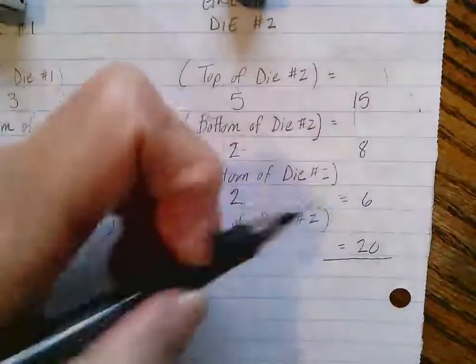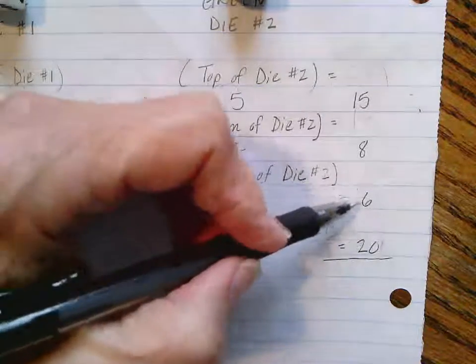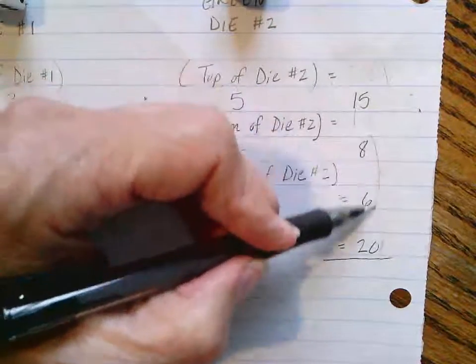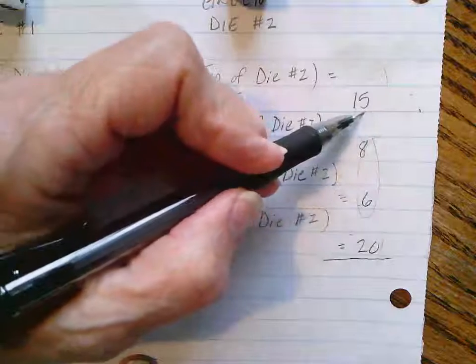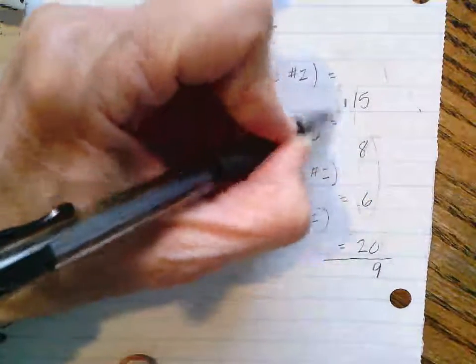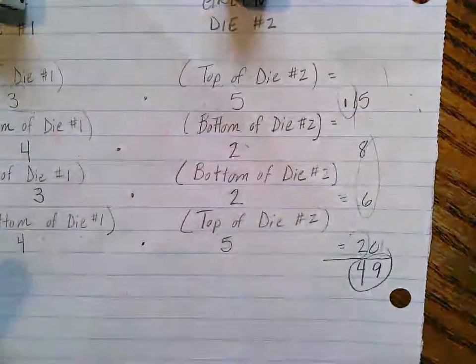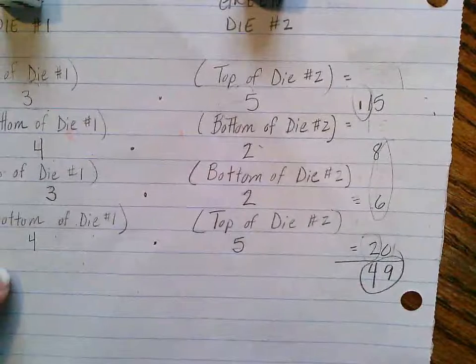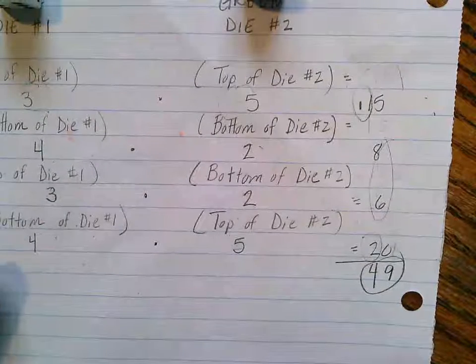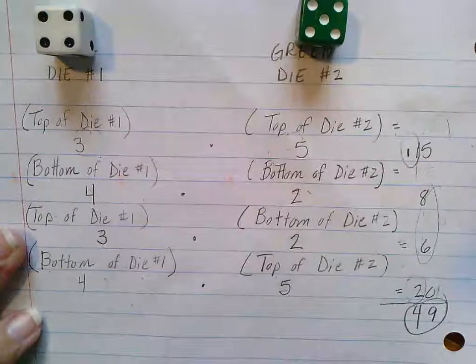So then what you do is you find the sum of these products. When I look at my ones column, I can see I have 14, and 14 and 5 is 19. I'm going to carry my 1. There's 2 plus 2 is 4. The answer is always going to be 49. So what we're going to do is look at why this works algebraically.